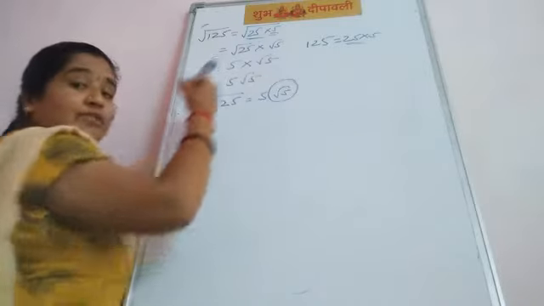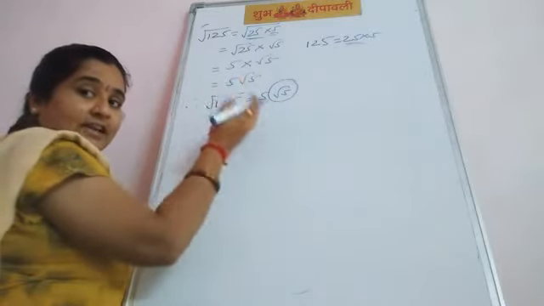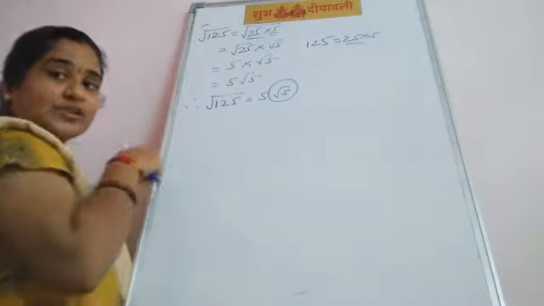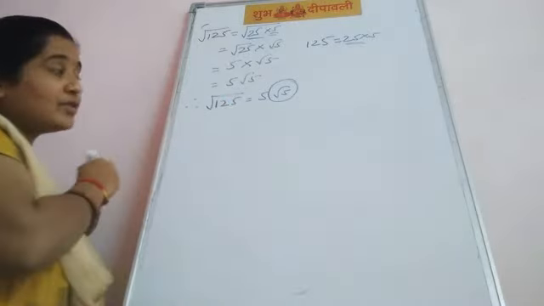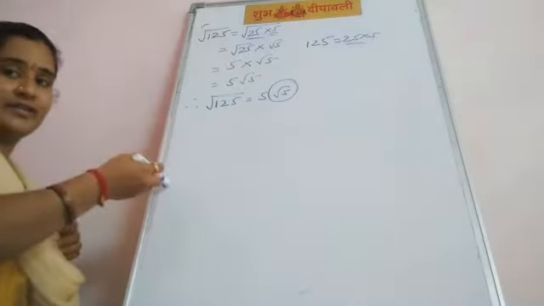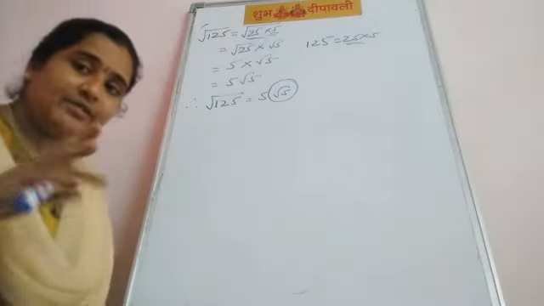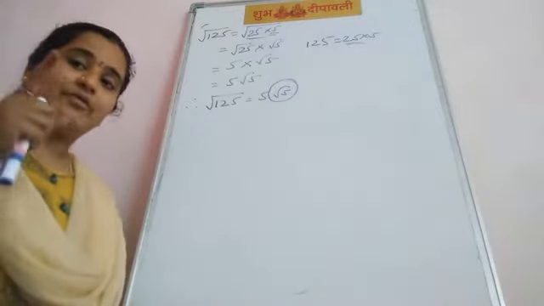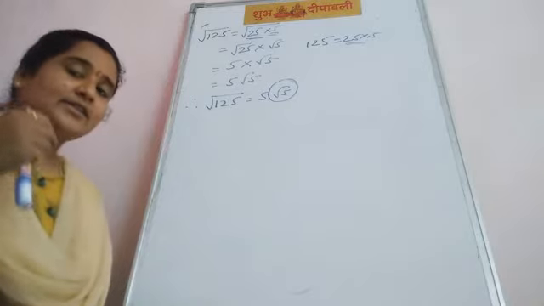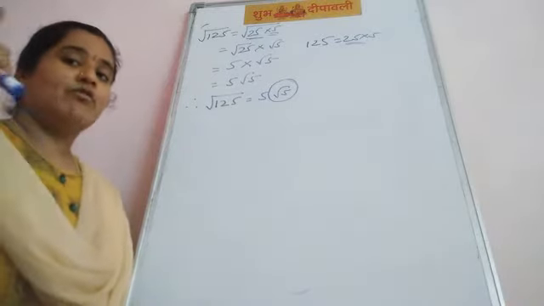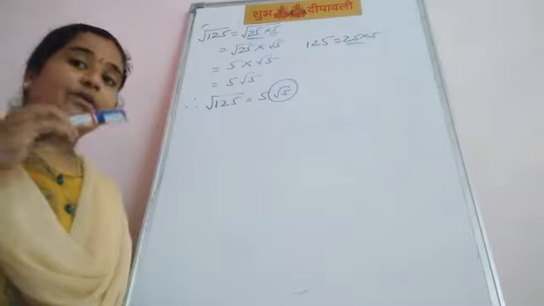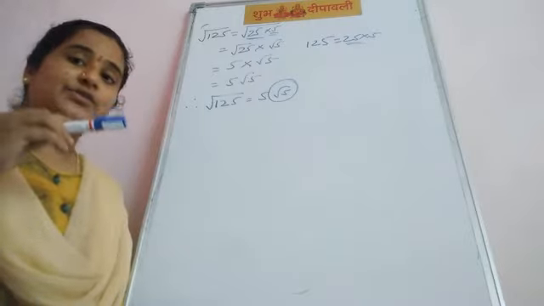Here root 5 is a surd. It is an irrational root. Now the coefficient of root 5 is what? 5. These are the three examples for the simplest form of a surd. And here these are which type of surds? Quadratic surds. The order of the quadratic surd is 2.